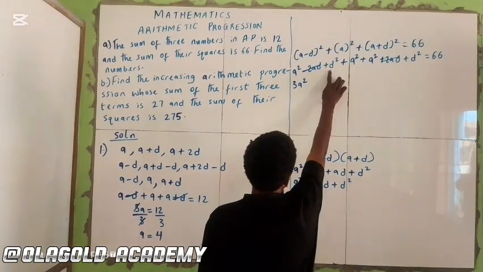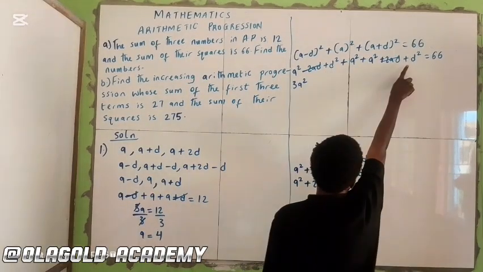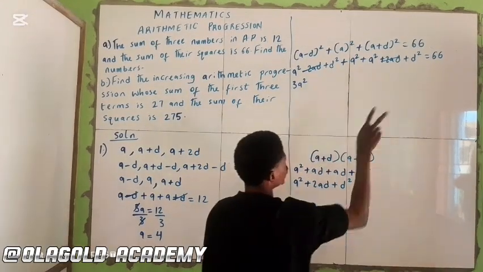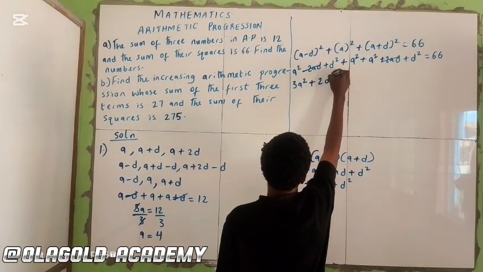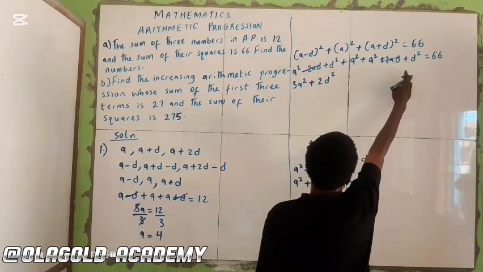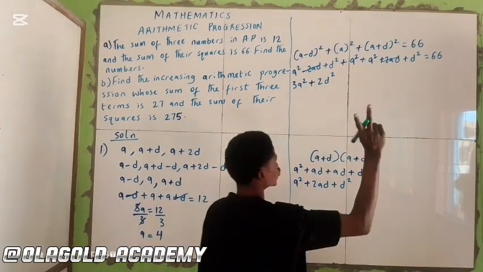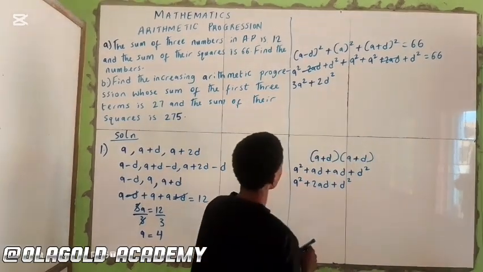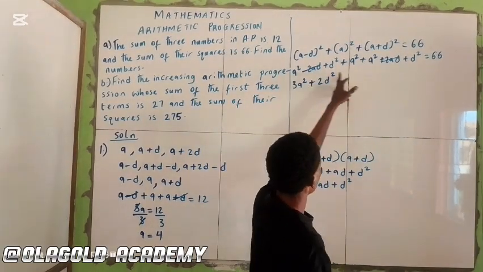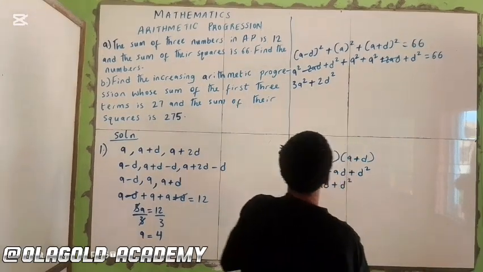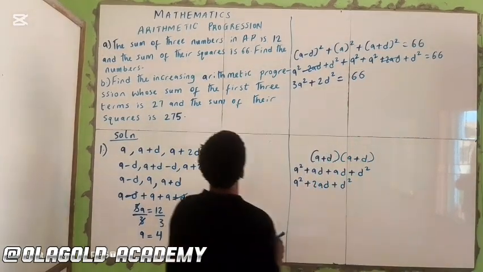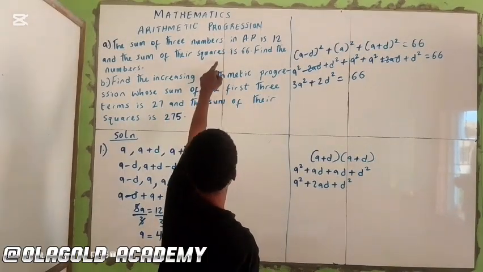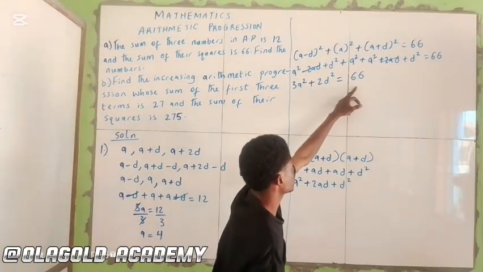Alright, d squared plus d squared will give us 2d squared. So we have plus 2d squared plus d squared plus d squared gives us 2d squared. So that is all. So we are going to have equal to 66. Now we have gotten the sum of their squares to be 66.